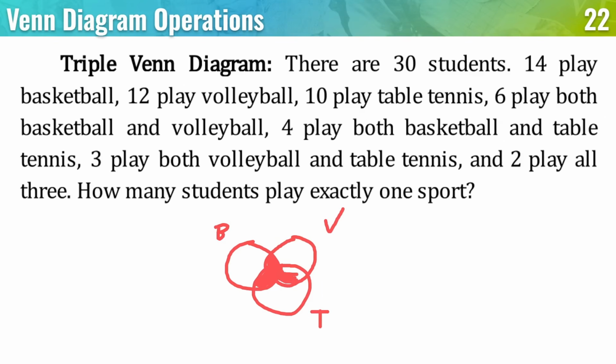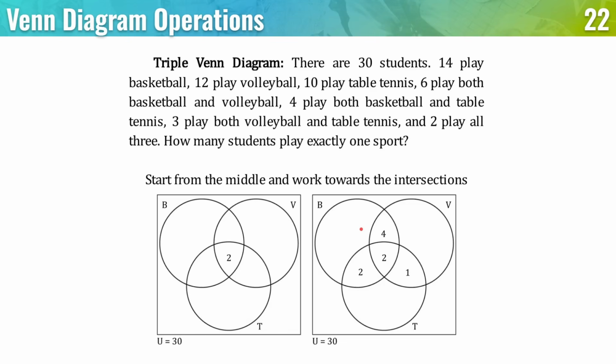So you'll see the drawing I made here. The ones filled with red are the ones with intersections. So we can't just add them all, at least not yet. What we need to do is start from the middle. So here it says 2 play all 3.